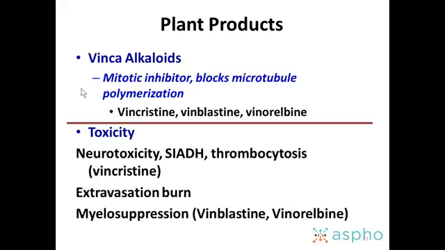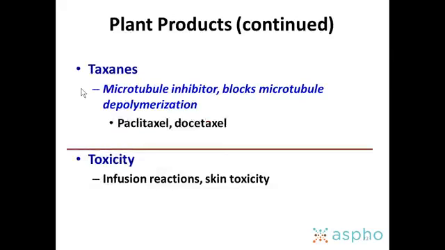So moving on to plant products, vinca alkaloids, like we spoke earlier, are mitotic inhibitors, and they block microtubule polymerization. The main drugs which we usually use in this group are vincristine, vinblastine, and vinorelbine. Their toxicity is mainly neurotoxicity and SIADH. Thrombocytosis is not really a toxicity, but it's noted with vincristine. They can all cause pretty significant extravasation burns, and in the case of vinblastine and vinorelbine, they are myelosuppressive, and that's a key difference between vincristine and the other 2 vinca alkaloids.